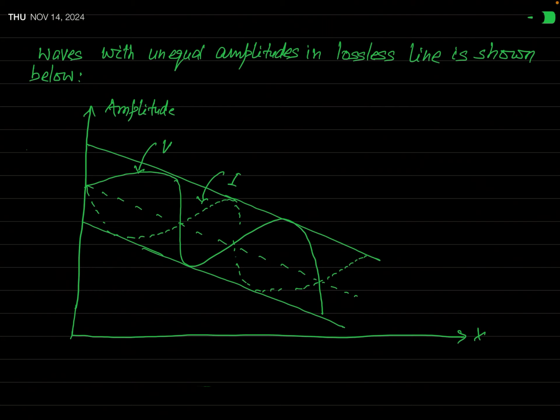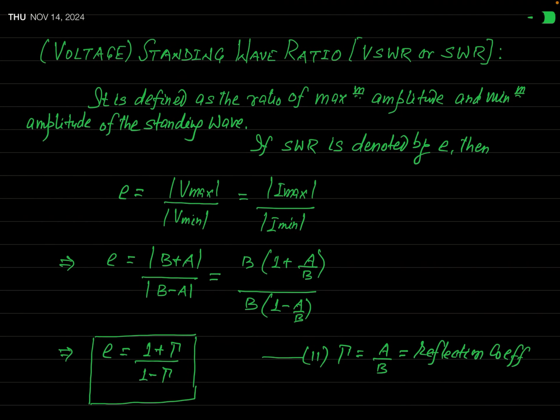Now the standing wave pattern for the two oppositely traveling waves of unequal amplitude I have shown in this figure. Here I have shown a graphical plot of amplitude against x. In fact, this full line curve represents the variation of V, and this dotted line represents the variation of I. So this is the wave pattern of this standing wave.